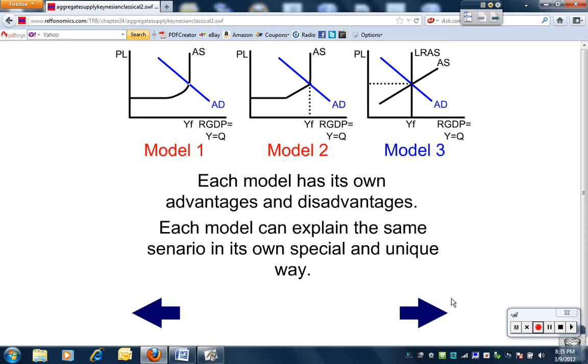All right, today this finishes our discussion then of the different models of aggregate supply and aggregate demand. Just a quick recap, we've talked about Model 1 and Model 2 as the Keynesian models of aggregate supply and demand. Model 3 is the new classical model of aggregate supply and demand, and the differences between classical and Keynesian thought, and why they are different from each other.